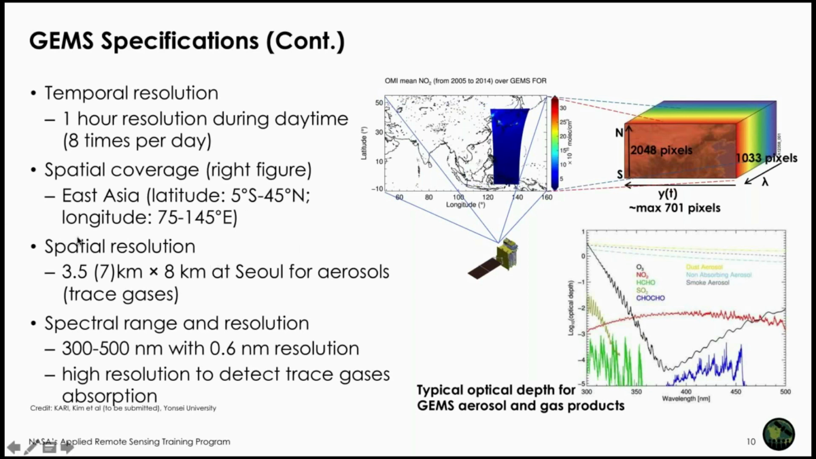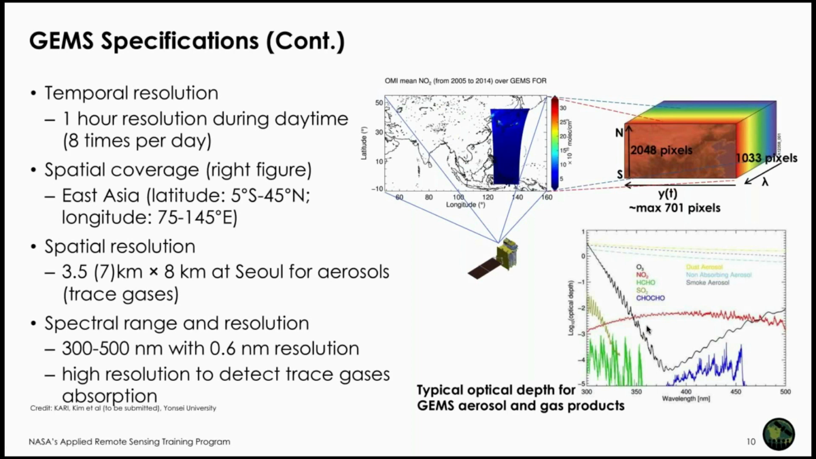It also covers a broad area of East Asia. The latitude is from 5 south to 45 north, and the longitude from 75 to 145 east. The spectral range and resolution is here: 300 nanometers to 500 nanometers with 0.6 nanometers spectral resolution. It is very high resolution to detect trace gas absorption bands, like the light lines in the figures.